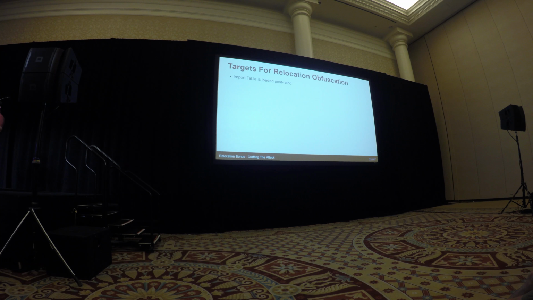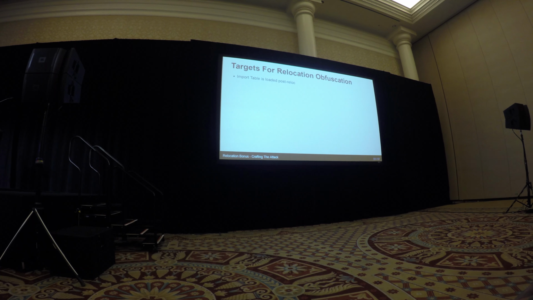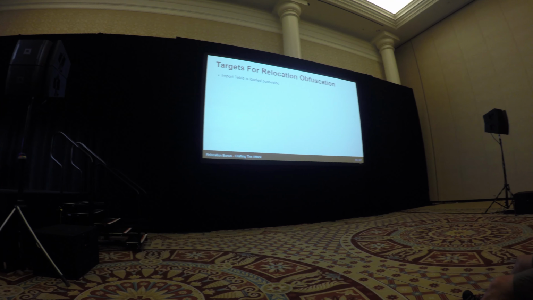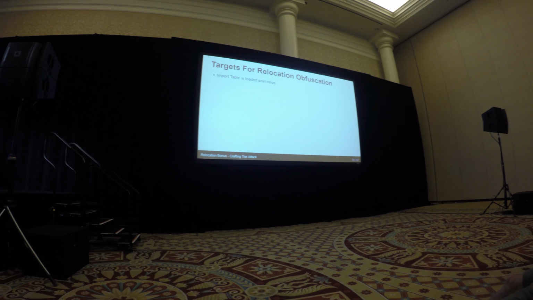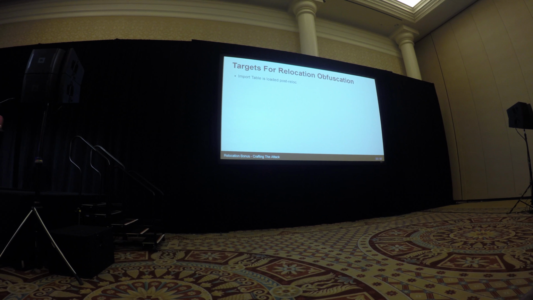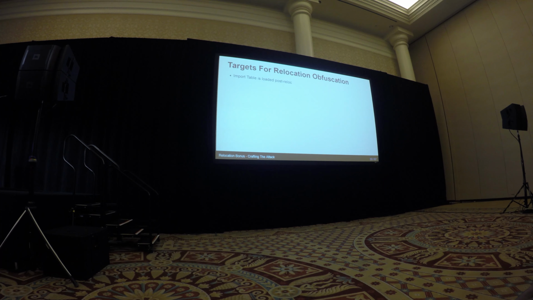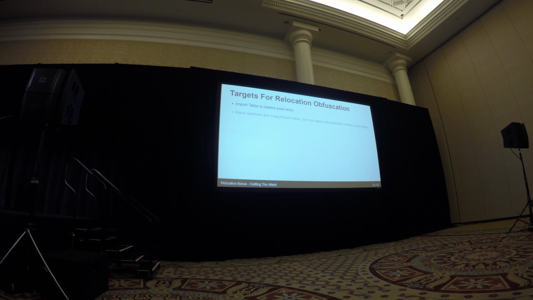So our targets for relocation obfuscation. Well, we know the import table is loaded post relocations. So we can obfuscate the entire import table. That is, all of the libraries and functions that are imported from DLLs can be obfuscated, so on disk they look like trash, but the loader fixes them up at load time.